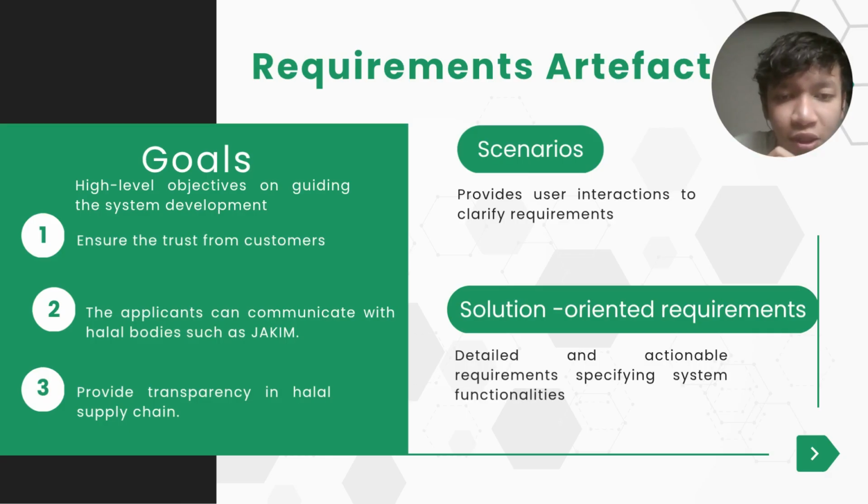Moving on to requirement artifacts, first is the goal, which is the high-level objective guiding the system development. Our first goal is to ensure the trust from customers. The second goal is that applicants can communicate with halal bodies such as JAKIM. And the third goal is to provide transparency in halal supply chains. Next is scenario, where we provide user interaction to clarify the requirements. And lastly, solution-oriented requirements, which are detailed and actionable requirements specifying system functionalities.